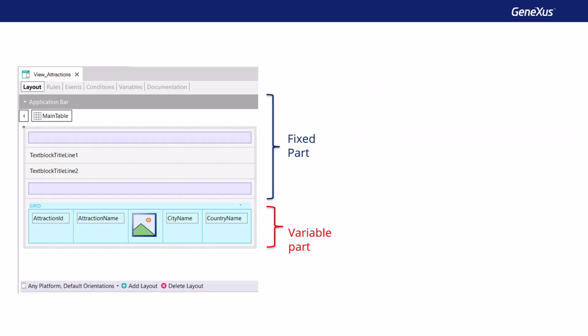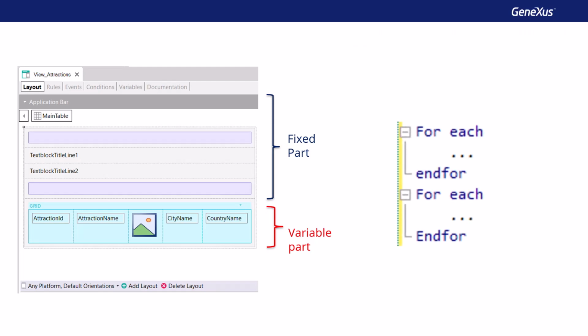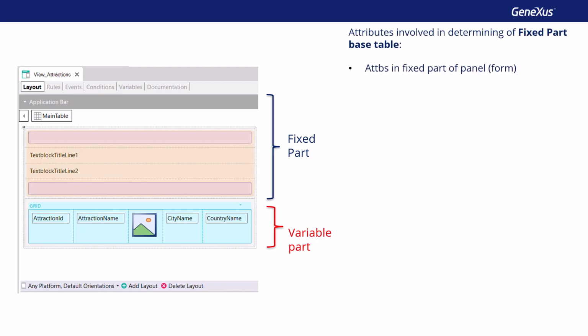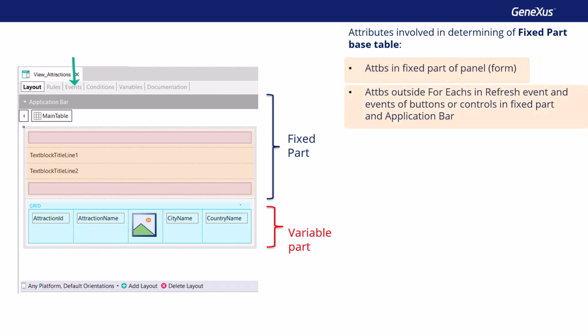Since in a panel object, the fixed part and the grid determine independent navigations, and each part will have its own base table, it's as if there were two parallel for each commands. To determine the base table of the fixed part, the attributes that belong to the fixed part of the form and the attributes that belong to the events associated with the fixed part will be taken into account, as long as these attributes are outside a for each command.